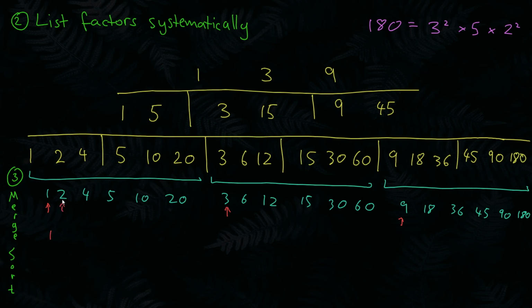Now this moves over. We compare 2, 3, and 9. 2 is the smallest. Compare 4, 3, and 9. 3 is the smallest. So now we're comparing 4, 6, and 9. We put 4 down. This moves over. We put the 5 down. This moves over. Now 6 is the smallest, so we'll put that down. We'll bump that over.